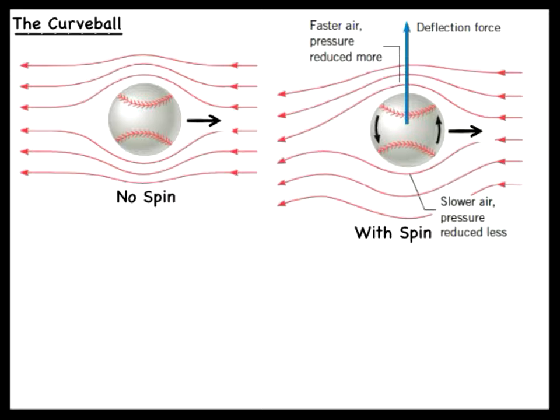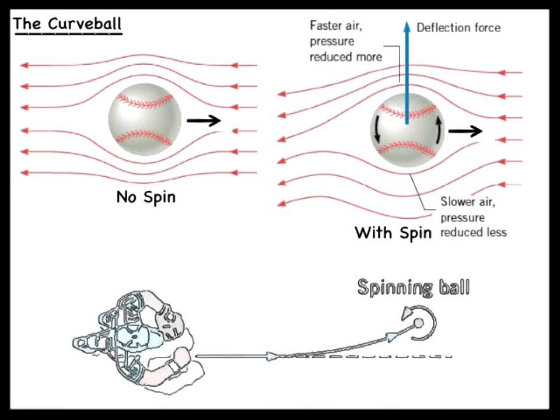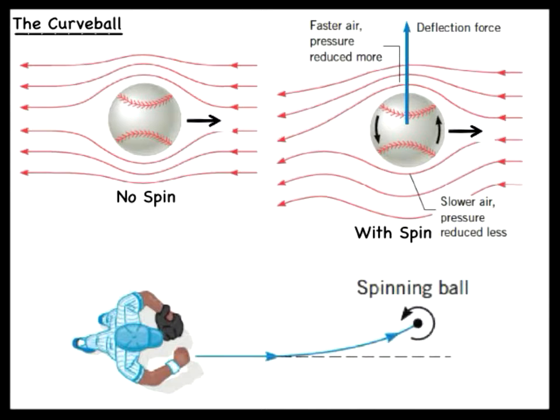This slightly increases the speed of the air near the ball on the side that is spinning in the same direction as the air rushing by. This lowers the air pressure on this side of the ball. The higher pressure on the other side pushes the ball in that direction, thereby causing it to curve.